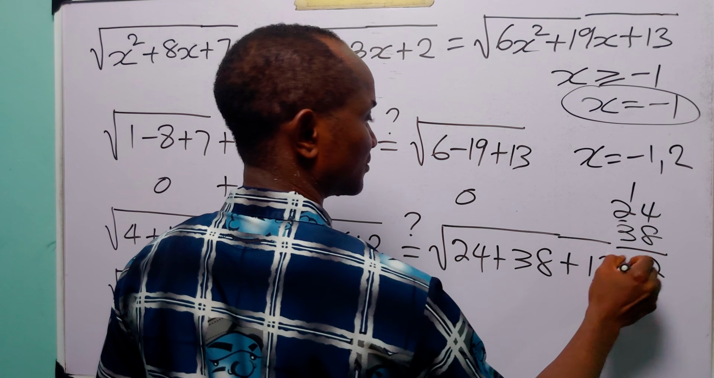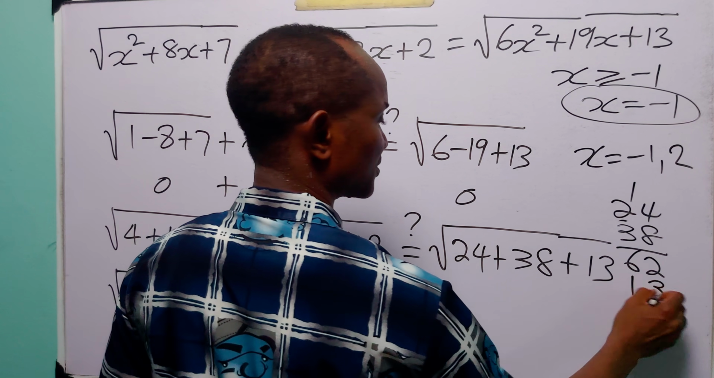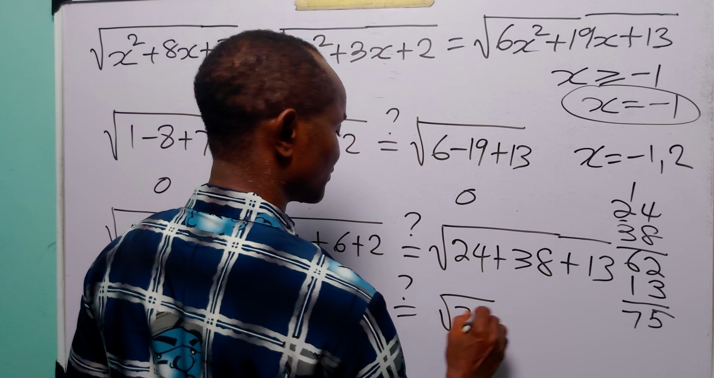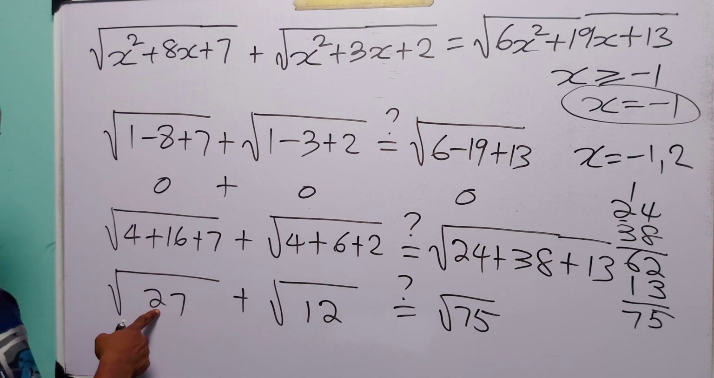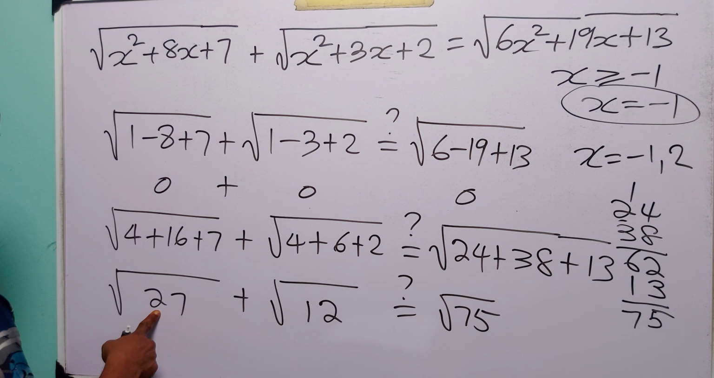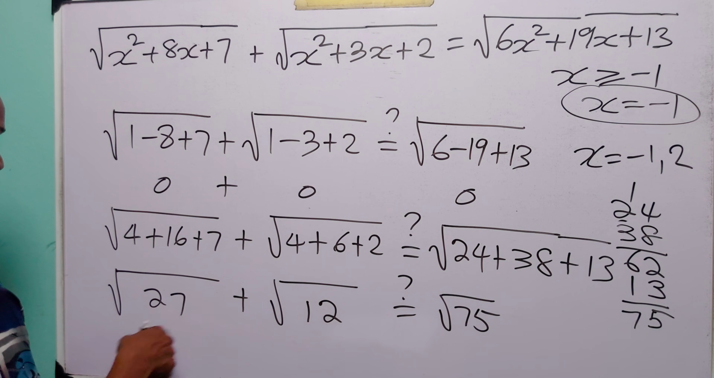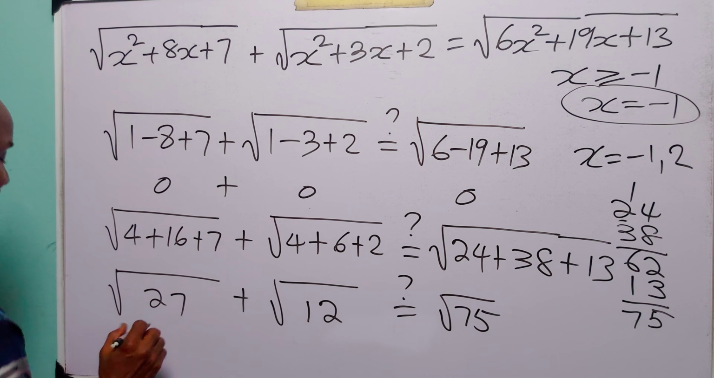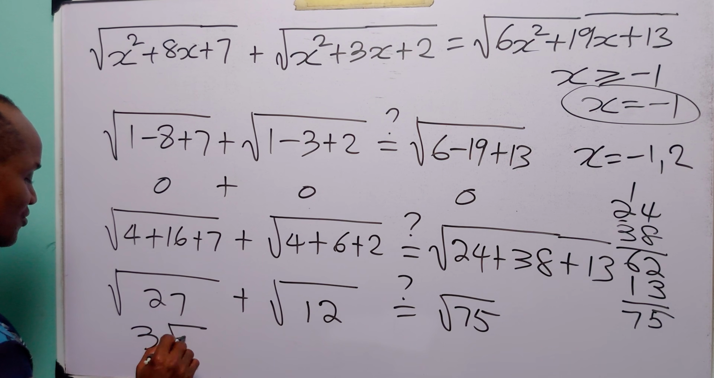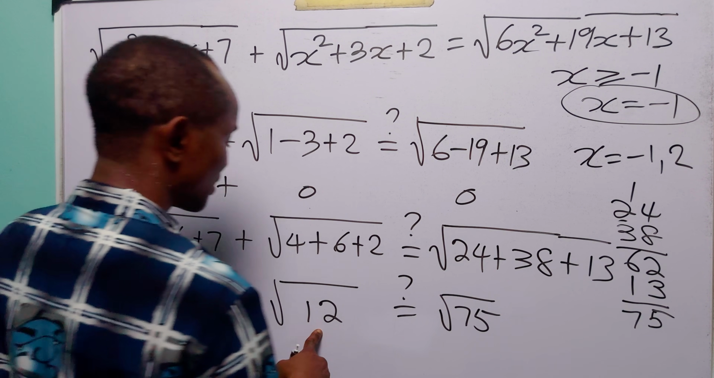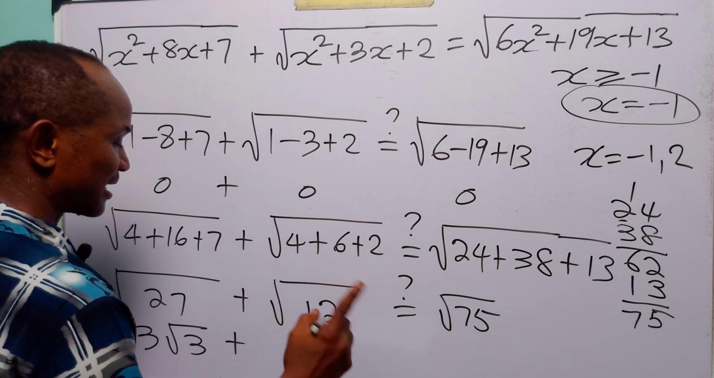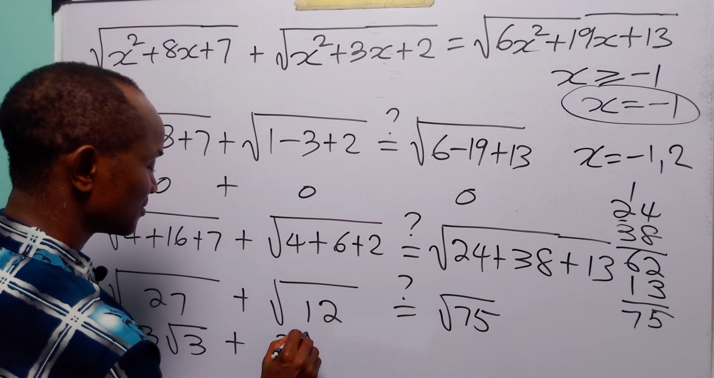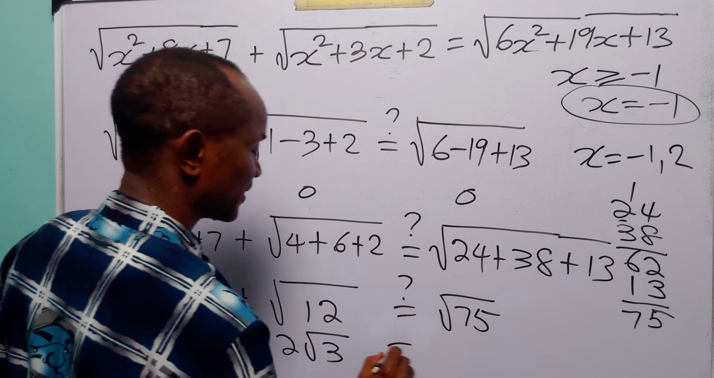This is 62 plus 13, 75. So this is the square root of 75. Now, 27 is 9 times 3. The square root of 9 is 3. So this is 3 root 3. 12 is 4 times 3. The square root of 4 is 2. So this is 2 root 3.